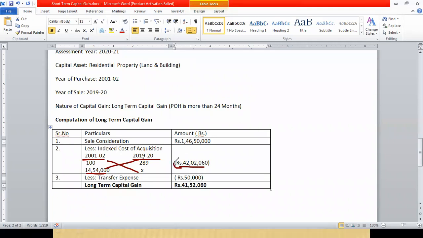See, now by taking indexed cost, your capital gain is 41 lakh. So if indexation benefit was not available, and imagine only 14 lakh reduction was given, this amount would have become more. So that's why indexation benefit is given for long-term capital gain.